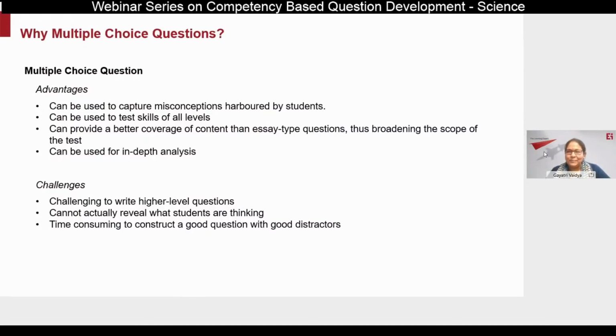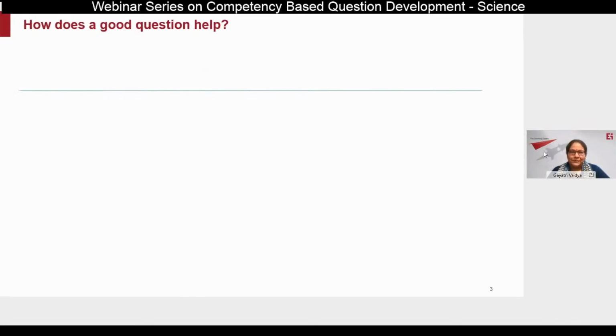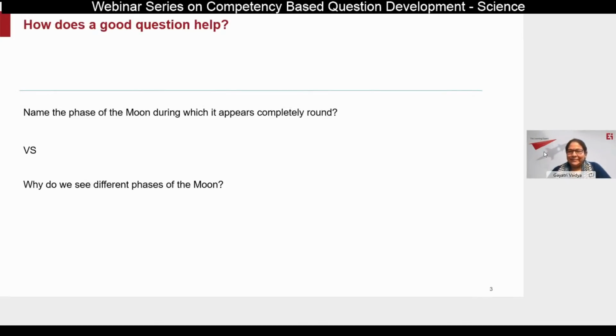Before I go to the next one, Sudeshna and I were discussing this morning, and Sudeshna had some questions for me. So Sudeshna, do you want to put those questions in? Yeah. What I was thinking along this discussion, Gayatri, was that there is a power to multiple choice questions. So how does a good question help? If we are able to help our audience understand that through some question examples, I think it would be a good understanding for them. I have two questions on the slide. One simply asks the phase of the moon when it's completely round, and the other asks the reason why we see different phases of the moon. What do you think these two are testing, and which is a good question and why?